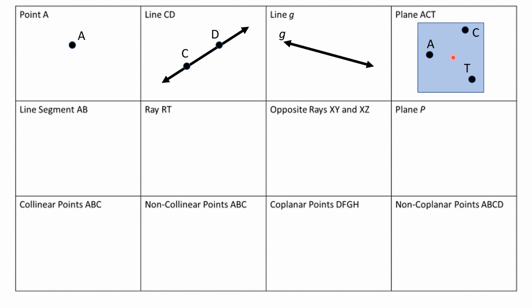Then we had our plane ACT. Planes were just flat surfaces. Any sort of piece of paper counts as a plane. It extends infinitely in all directions. So while my plane here has clear borders, you have to imagine that the plane actually goes all the way to the left, all the way to the right, up and down.